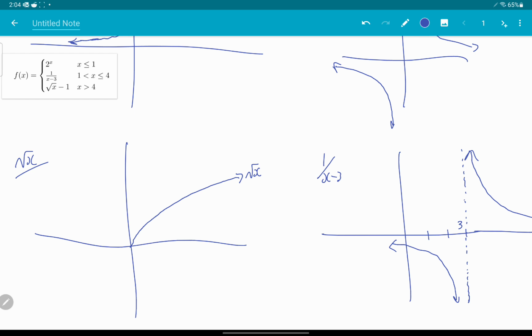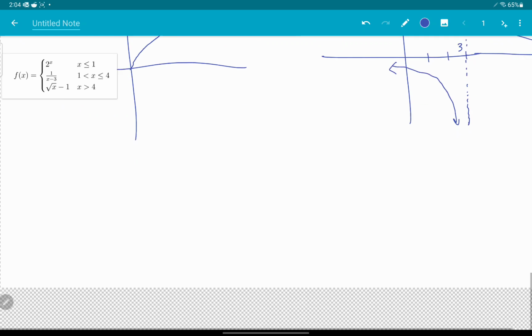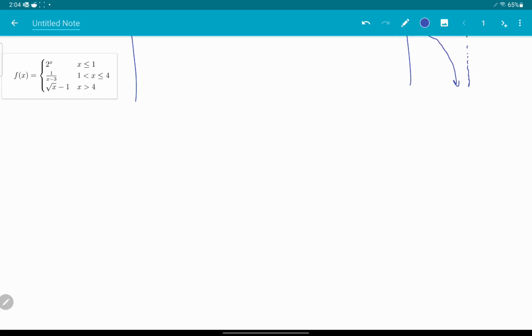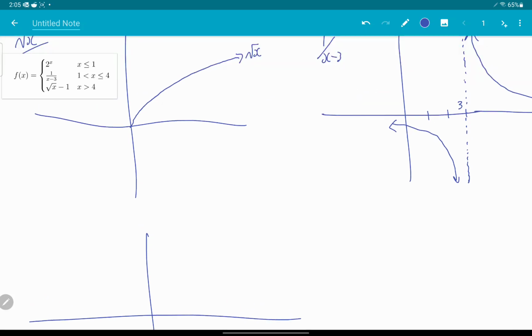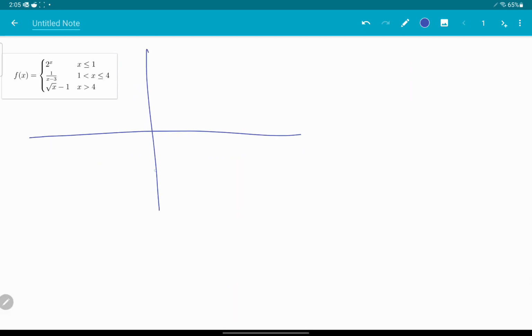And now if I want to do root x minus 1, then I need to take this guy and move it down by 1. So I take my root function here and I move it down by 1. So what do you say? Put a 1 there. It's going to go through 0 here.